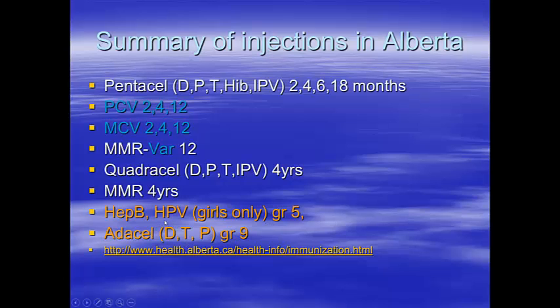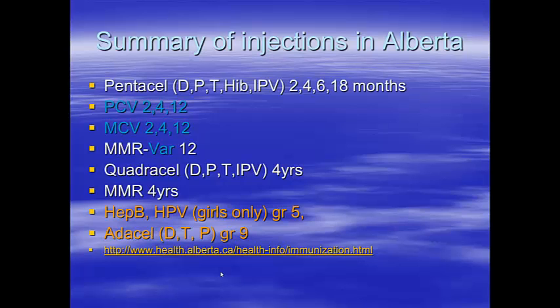Human papillomavirus, as we'll discuss later, prevents both genital warts as well as cervical cancer. The quadrivalent vaccine that we're giving covers both. Then Adacel is a combination of three different vaccines given in grade 9. It protects against three of those same components that we saw before: diphtheria, tetanus, and pertussis.